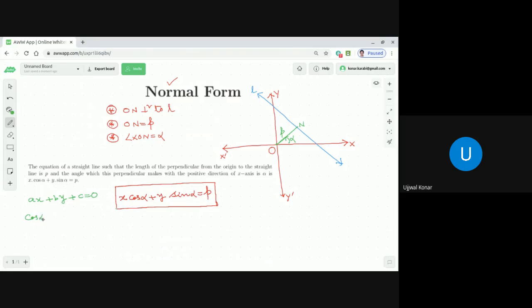So this equation x cos alpha plus y sin alpha equal to P, that also we can write as cos alpha into x plus sin alpha into y minus P is equal to 0. That means A is equal to cos alpha. If you make an analogy with the standard form, you will get A is equal to cos alpha, B is equal to sin alpha, and C is equal to minus P. So we get x cos alpha plus y sin alpha equal to P. So this is the normal form.